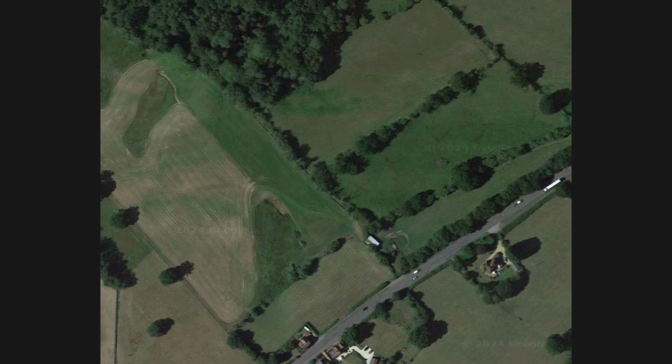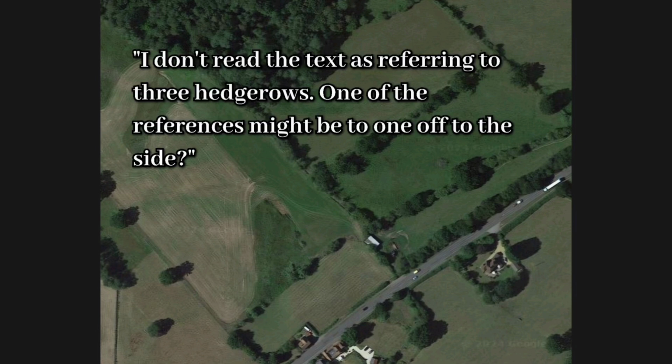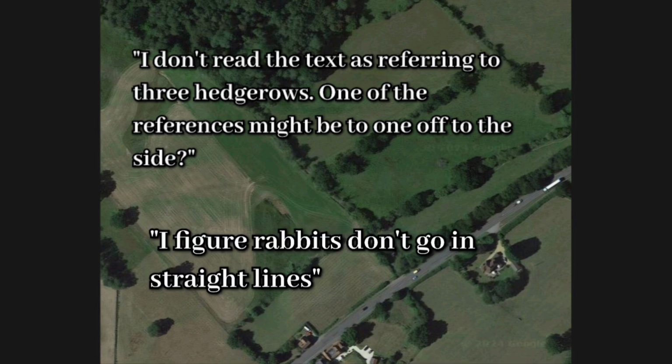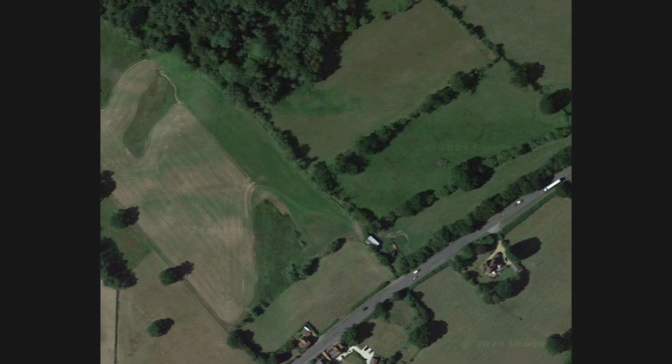However, Solveig Singleton earned her Owsler membership at one stroke with this simple suggestion. Quote, "I don't read the text as referring to 3 hedgerows. One of the references might be off to one side," end quote. She also made the observation, quote, "I figure rabbits don't go in straight lines," end quote. And at one stroke, I started to look at this landscape in an entirely different light.